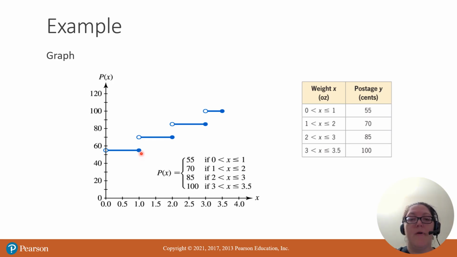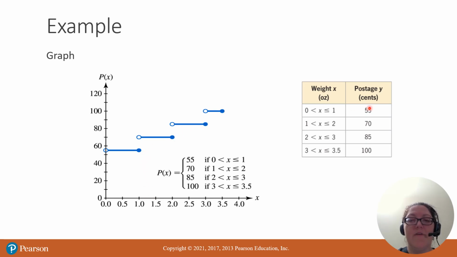And then my next part of it is 70, so again, a straight flat line. At 1 I have an open circle, and at 2 I have a closed circle. But I'm at 70 the whole way there on my y value. The next one is 85, and again at 2 you see the open circle, and then at 3 you see the closed circle. Now the open versus the closed circle is very important to note.